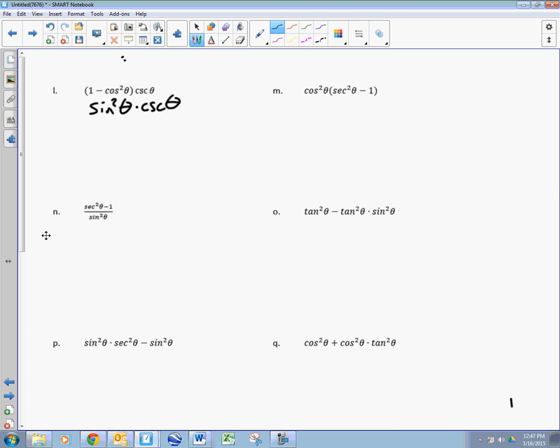Now I can rewrite it using sine and cosine just like we practiced. Sine squared of theta over 1 times 1 over sine of theta. What happens? One of the sines cancel. I get sine of theta. Done and done.